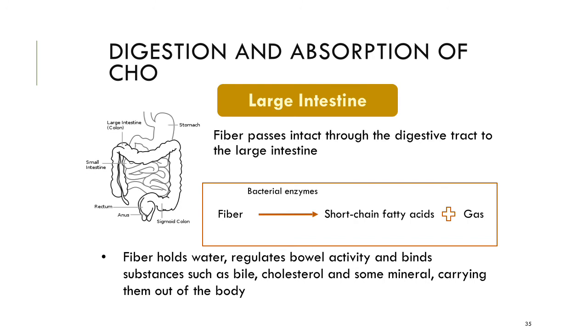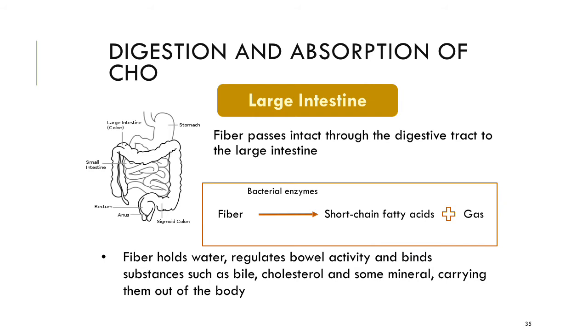Next, we look at the large intestine. Most of the absorption and digestion would have finished in the small intestine, and by the time the food material, or I don't know whether I should call it food material anymore, reaches the large intestine, it's predominantly fibers and waste materials. So the fiber will pass intact through the digestive tract to the large intestine.